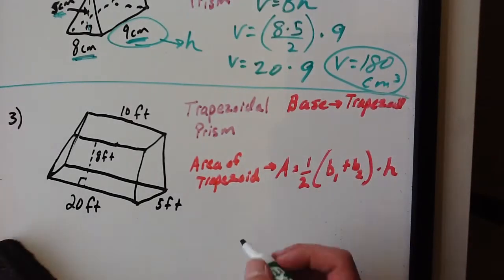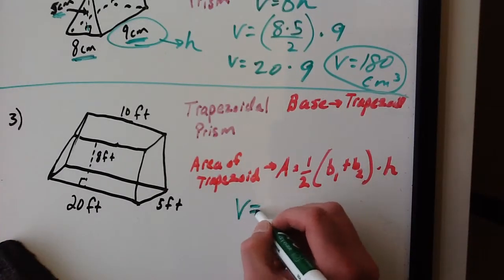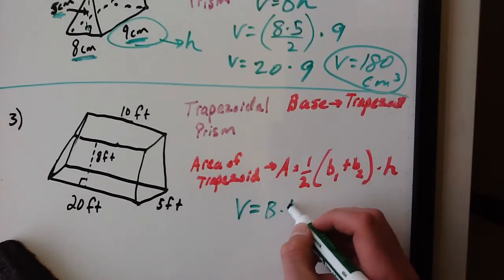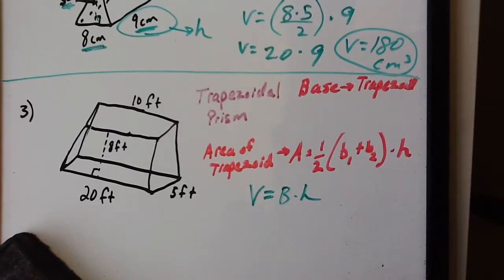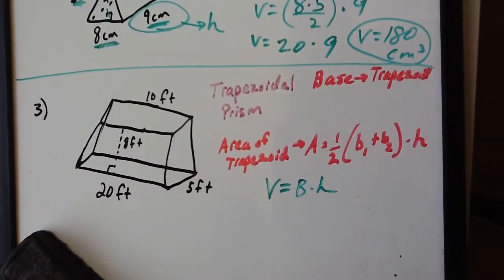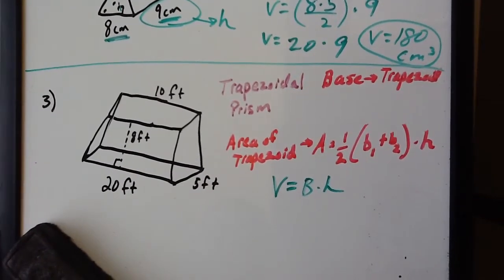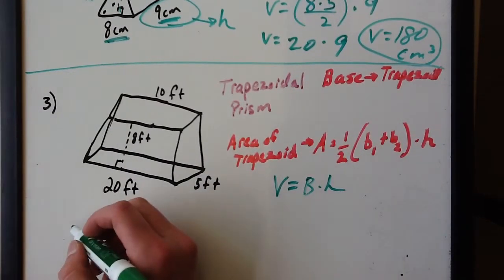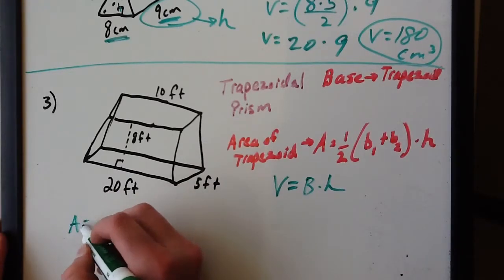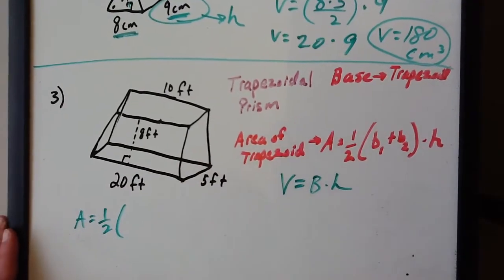So, eventually I want to find the volume. Volume equals area of the base times height. So I got to find the area first of the base, which is the trapezoid. Okay, so over here I'm going to find the area of the trapezoid. Area of the trapezoid equals 1/2 times the first base.